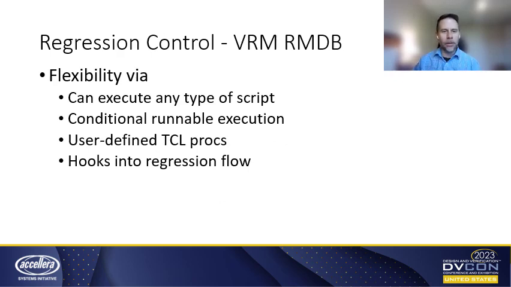This file hierarchically defines what are called runnables, which describe the flow of the regression. Runnables can execute any type of script. They're fully customizable. These runnables can be executed conditionally, and we use this feature of VRM to execute all of our steps. So we use the RMDB to launch and execute our compilation steps, our optimization steps, simulation steps, obviously. We also use it to precompile C code before tests are launched. It generates reports, and we also have support to launch and run the Questa formal application, sometimes in conjunction with the regression itself.